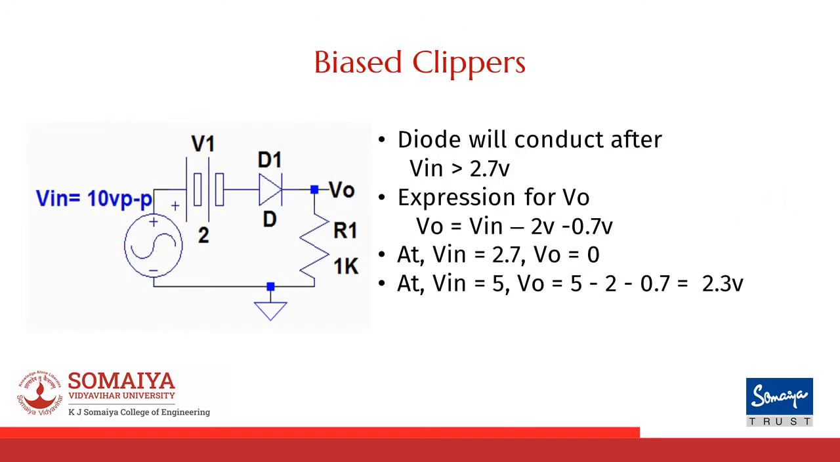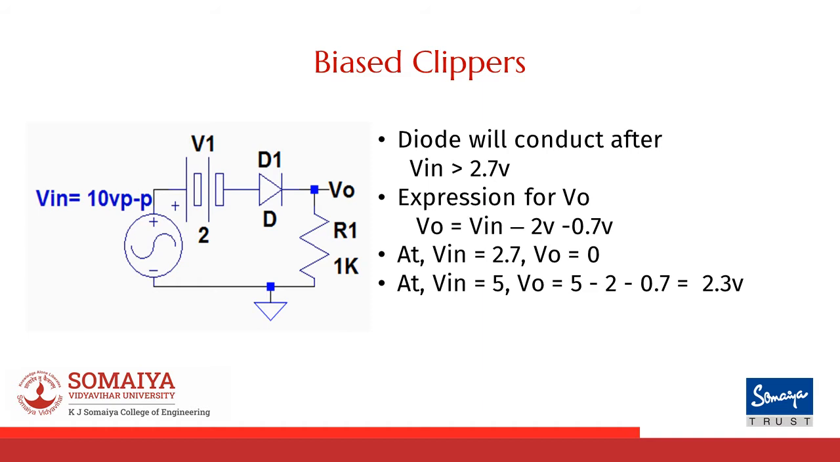The circuit shown here is a bias clipper. We start the analysis by calculating the input voltage at which the diode becomes forward biased. Now as you can see, there is a 2 volts battery connected between the input source and the diode, and the diode would require 0.7 volts to start. Therefore, the input required to turn on the diode would be 2.7 volts. That means the diode will only conduct after Vin is greater than 2.7 volts.